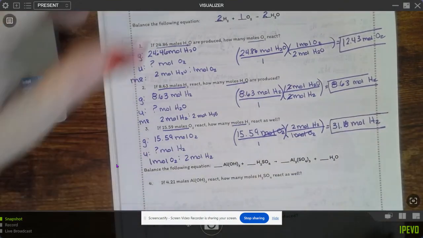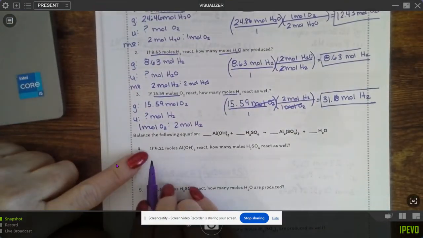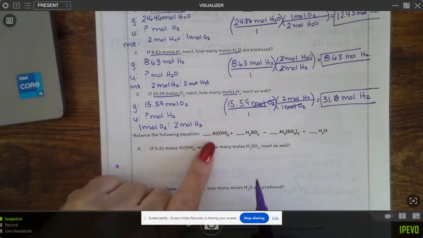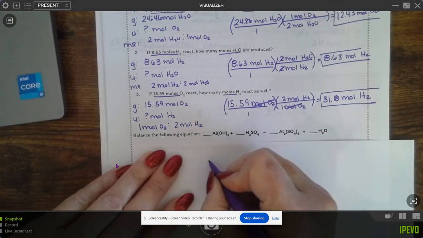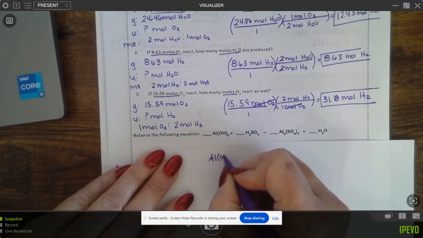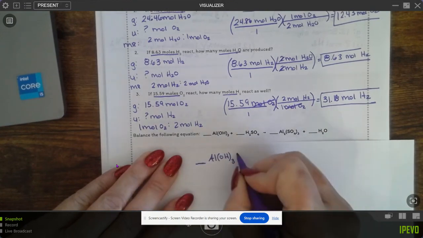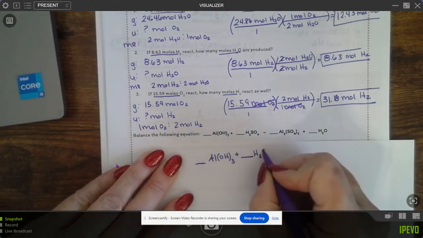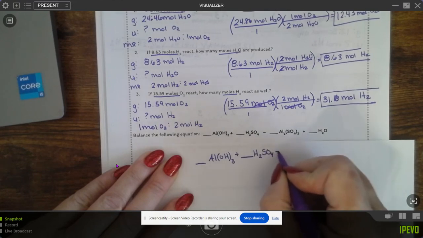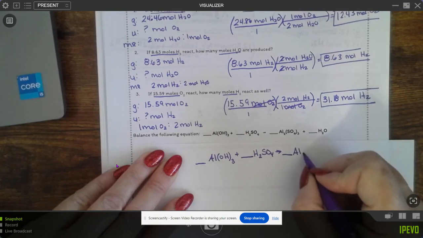Let's see. Here's a new equation. So guys, I'm going to write this out for you because there's an interesting way to look at this, and I don't know that we have talked about it too much. So I want to show you something about some chemical equations when it comes to balancing them. There's a trick.